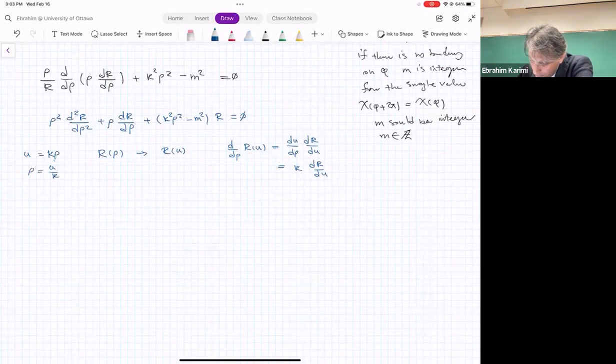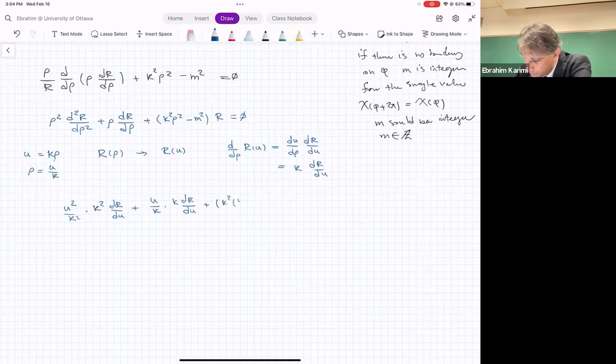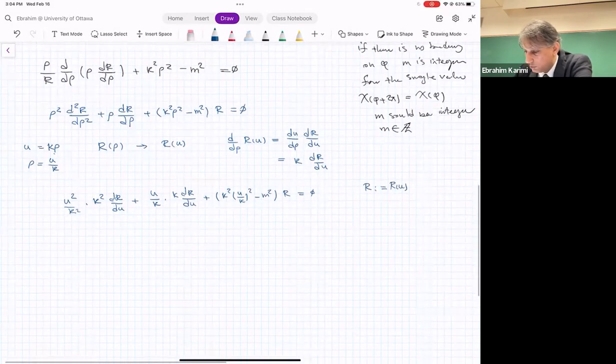That will be u squared divided by k squared. Then the second derivative will be k squared d²r/du² plus u divided by k, the first derivative will be k dr/du, plus the second one, that will be u squared. Or if you want to follow the same rule, I will go with k squared, (u divided by k) to the power of 2 minus m squared, and r. Remember, in this equation r is a function of u. And don't forget, u is k rho.